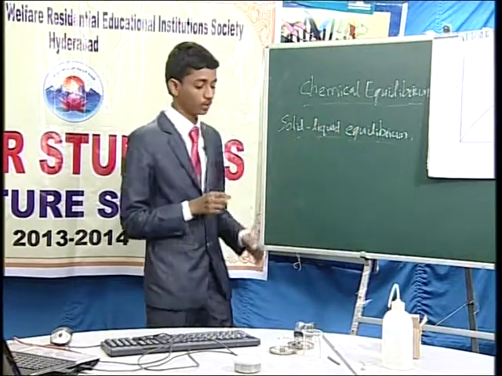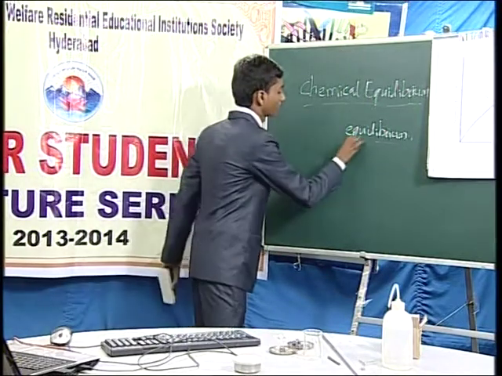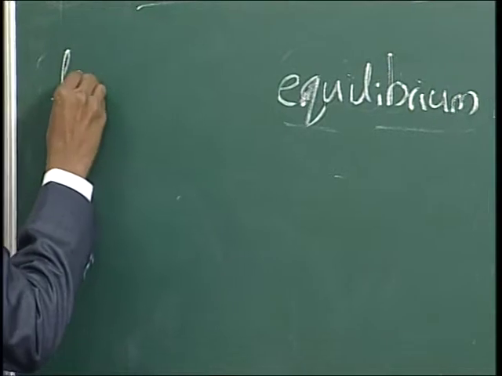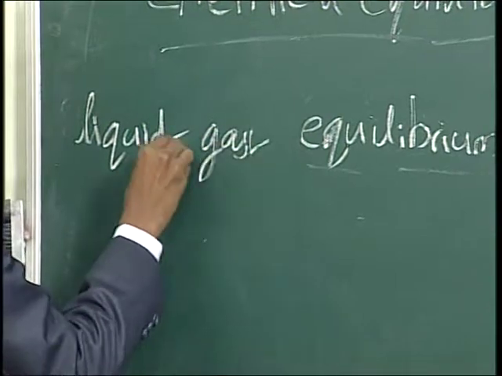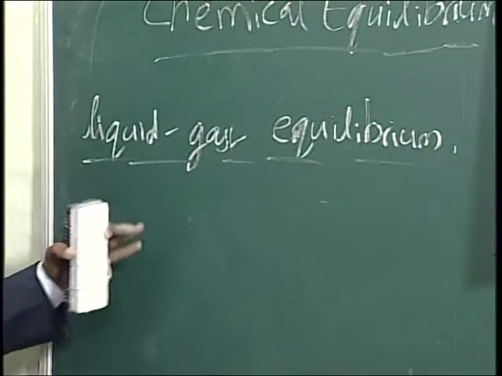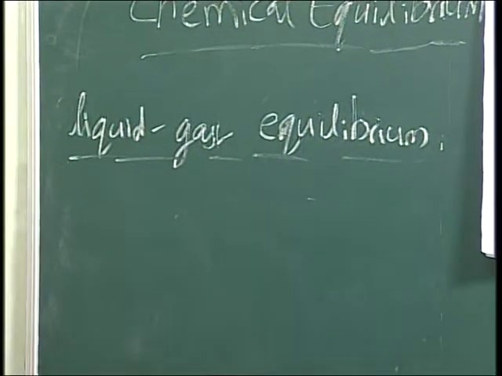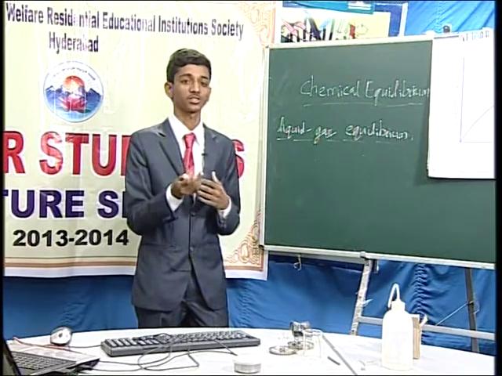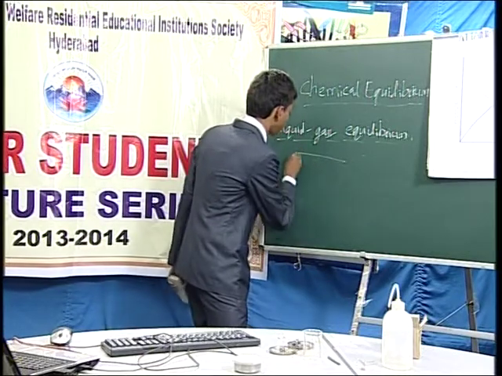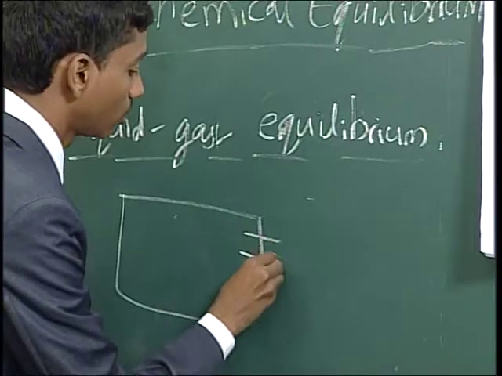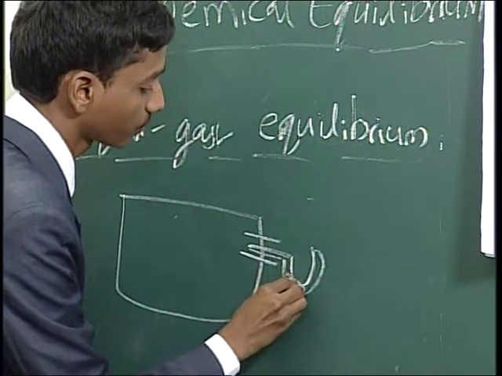Well, again, coming to the liquid-gas equilibrium. For this experiment, we will consider a transparent box. Transparent means nothing but a glassy substance, which means you can see from one side to the other side. The transparent box contains a U-shaped tube, nothing but a manometer with mercury.